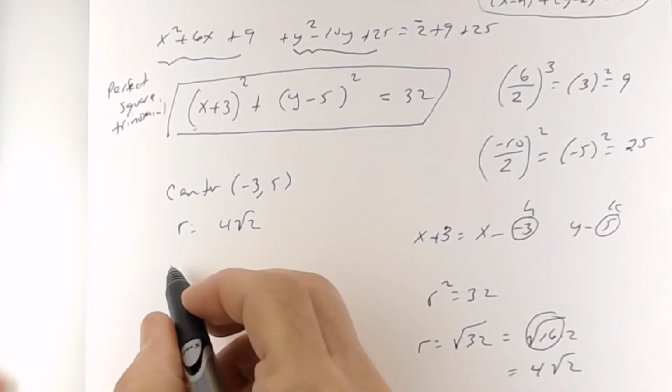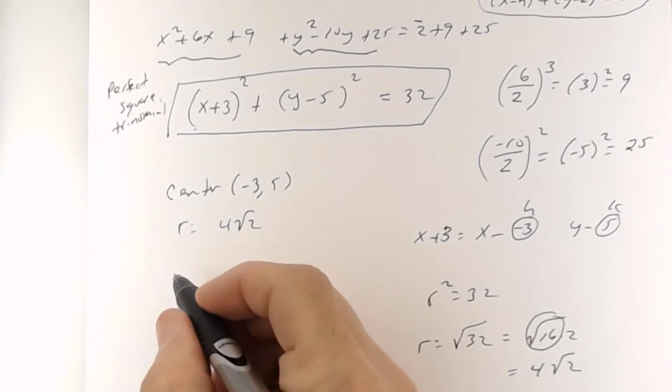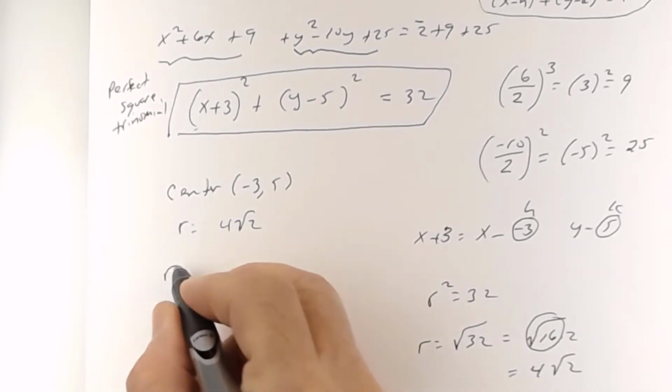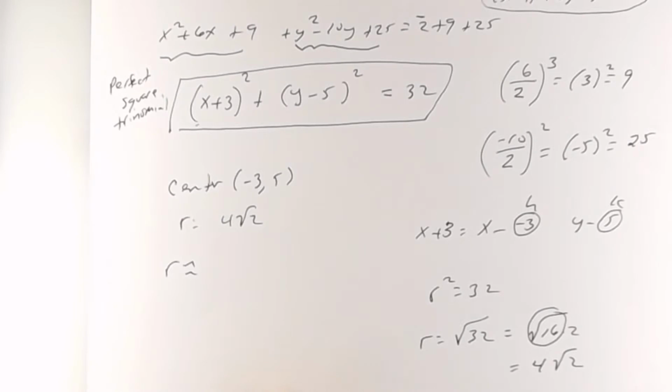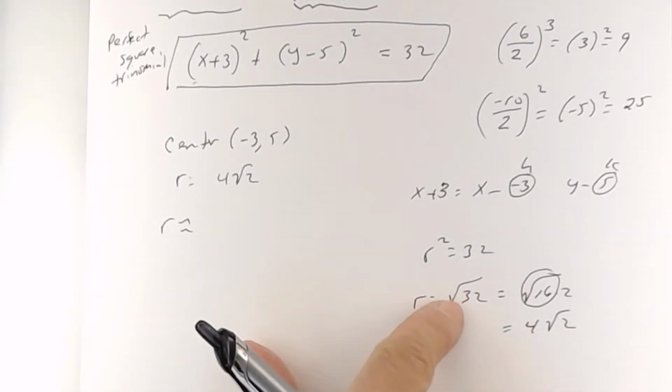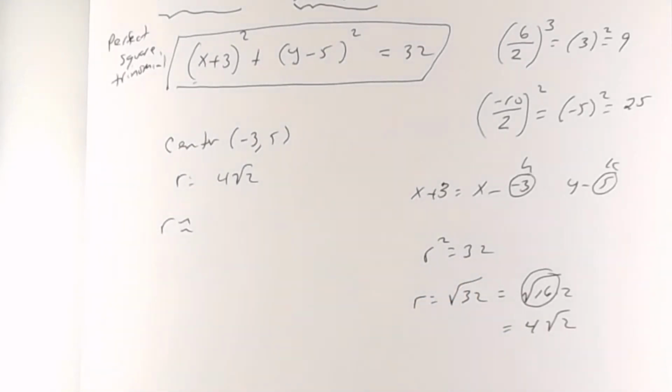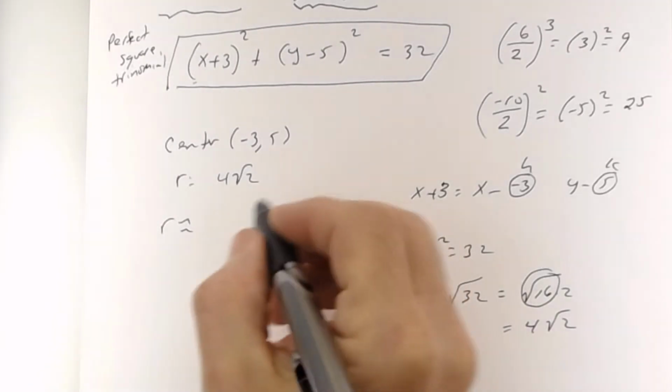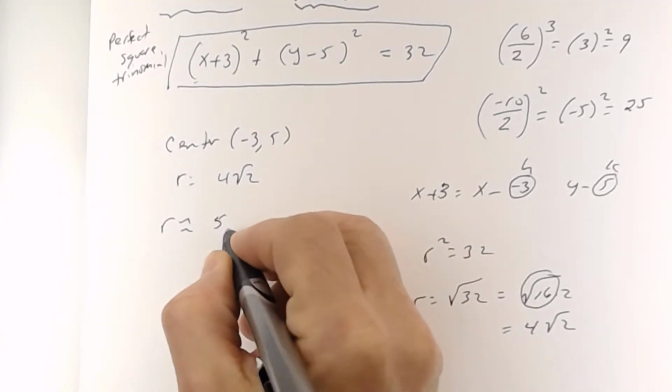All right, and then if you're asked to approximate this to 2 decimal places, what I would do is I would just use the square root of 32. So the square root of 32, you get 5.66.